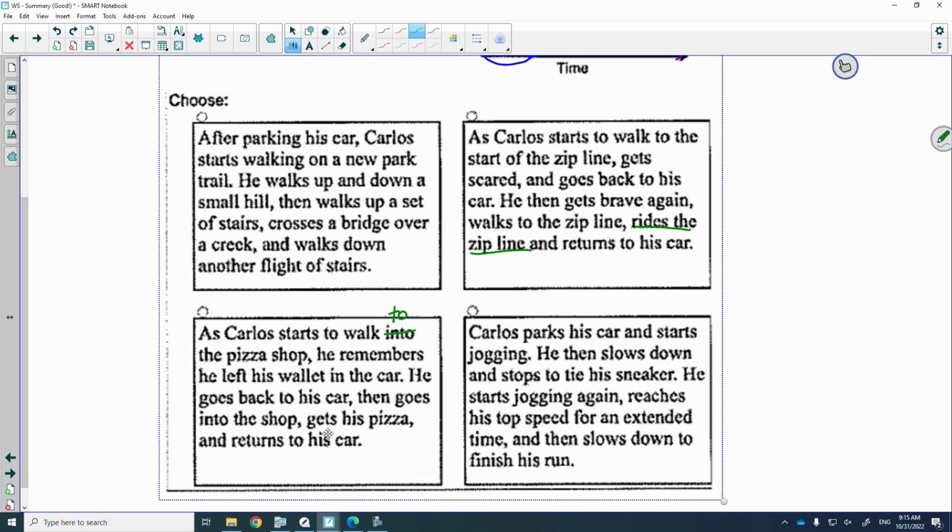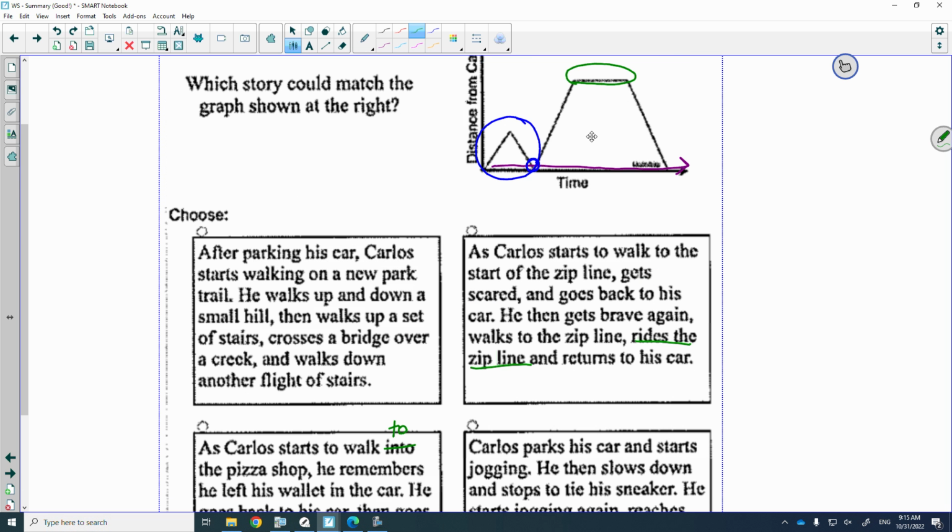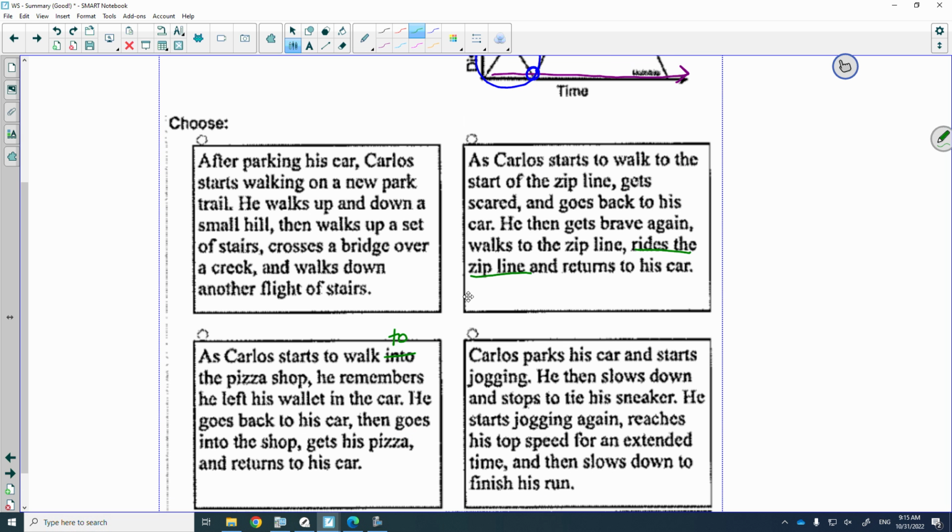There's an issue with this one. Do you guys see what the issue is with this one? He remembers he left his wallet in the car. He goes back to his car. So this is back to his car, but it would also have to say he then walks back to the shop, right? What were you going to say, Max?